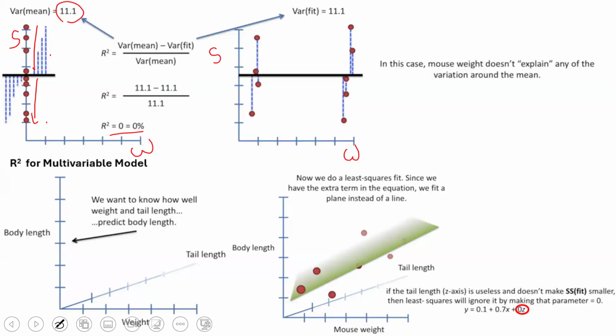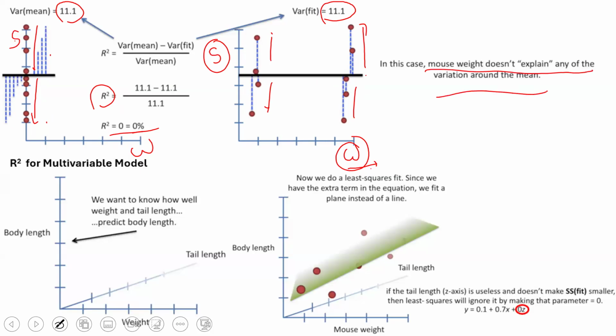Similarly, if you look at this, there is no relationship between the size and weight here. Heavier mice are small and also large. So when you calculate the variance for these data points from the mean of these data points, again you get 11.1. So when you calculate the R square, it comes down to 0. That means none of the variance in the size is explained by the weight. In this case, mouse weight doesn't explain any of the variation around the mean. Okay, that is for single variables.